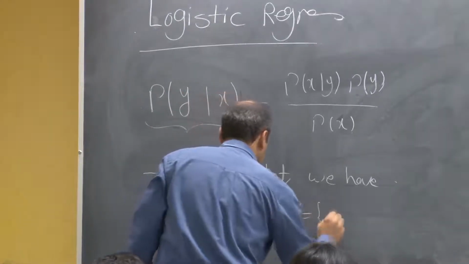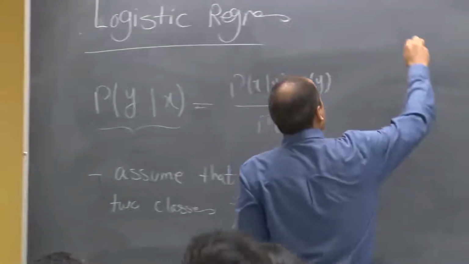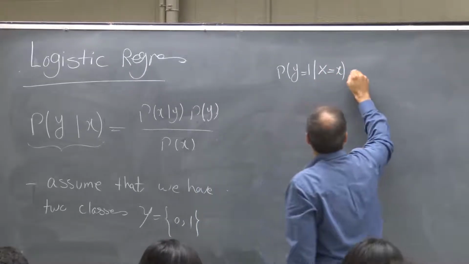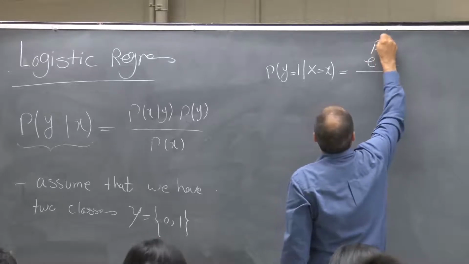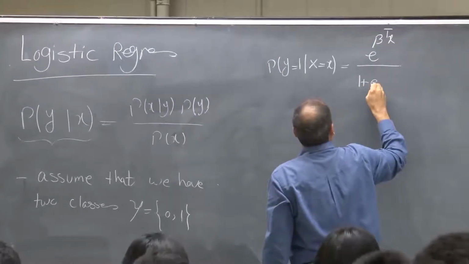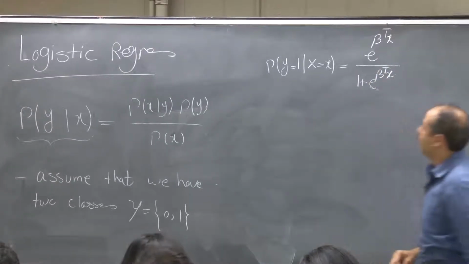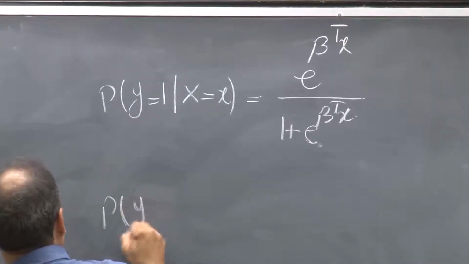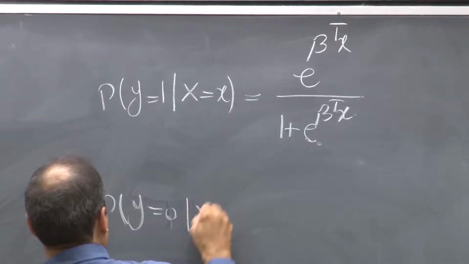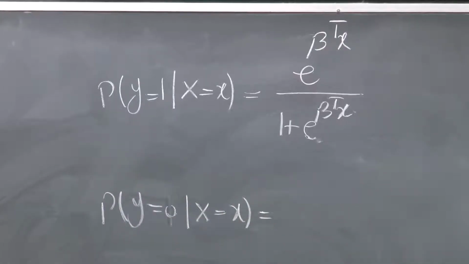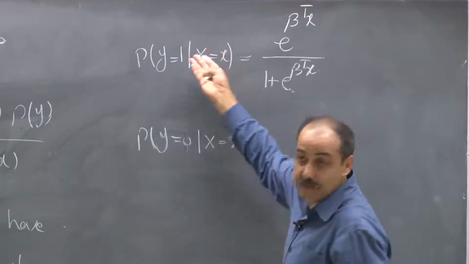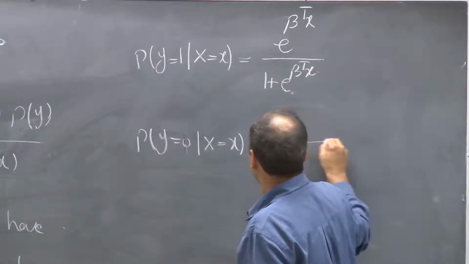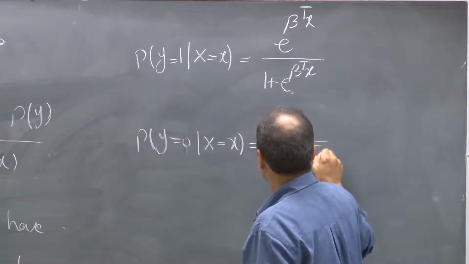So y is either 0 or 1. I have only these two classes. If y is 1, I model this by this logistic function. And if y is 0, basically y equal to 0 is the complement of y equal to 1, right? It's going to be 1 minus this, which is basically 1 over 1 plus e to the power of beta transpose x.